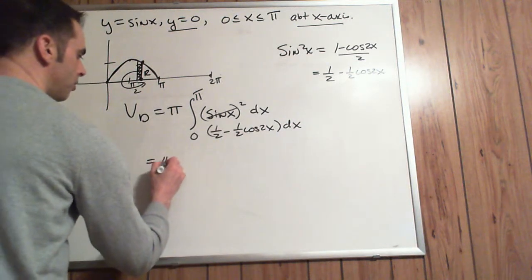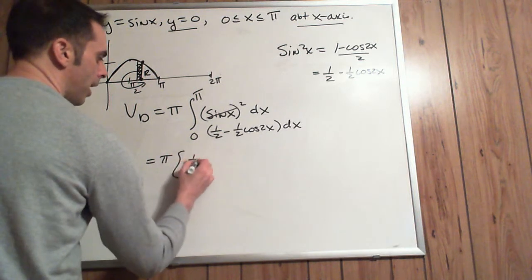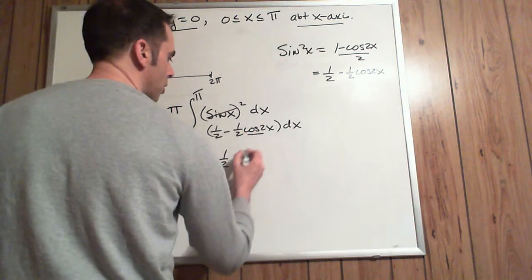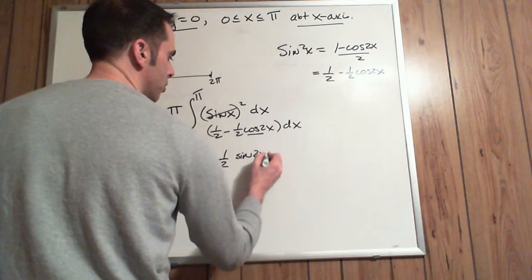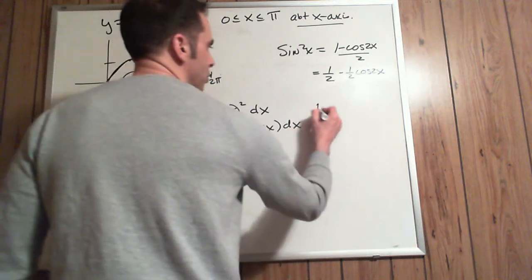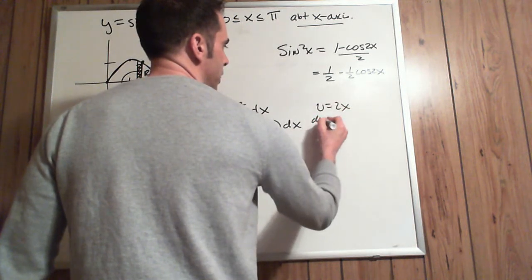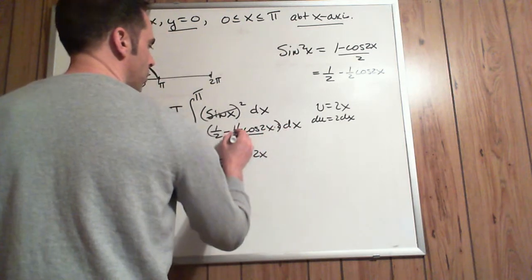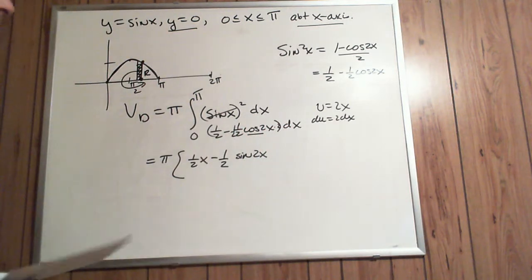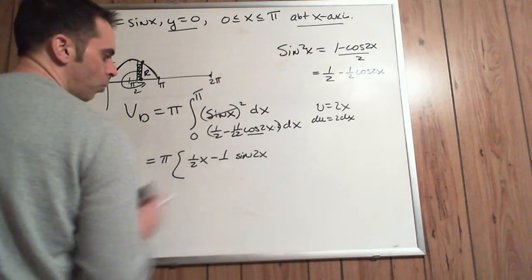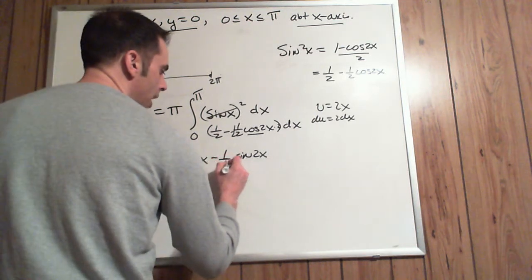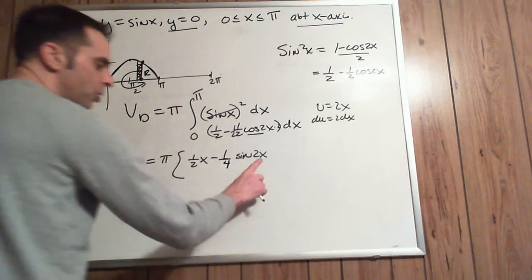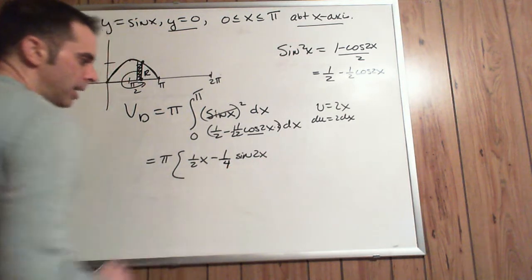And that antiderivative would become 1/2 x minus 1/2 times the antiderivative of cosine, which is sine 2x. And if I choose u to be 2x, du is 2 dx. Put a 2 in and take out a 1/2. Now that 1/2 times the 1/2 will become 1/4. Just remember to divide by the derivative of 2x. The derivative of 2x is 2, so you divide by that, making that now 1/4.